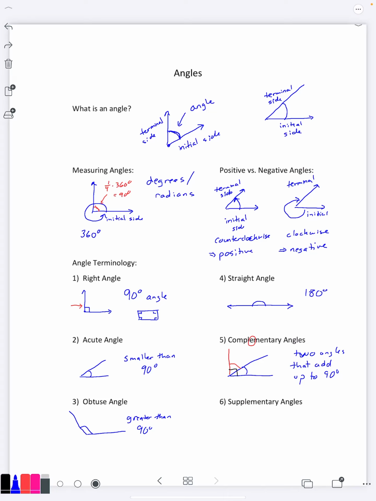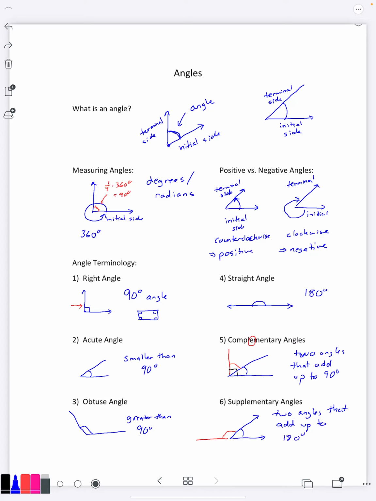Supplementary is similar. You have one angle to start with, and then you have a second angle, but this time the second angle is enough that adds up to a whole straight angle here. And so this is going to be two angles that add up to 180 degrees.